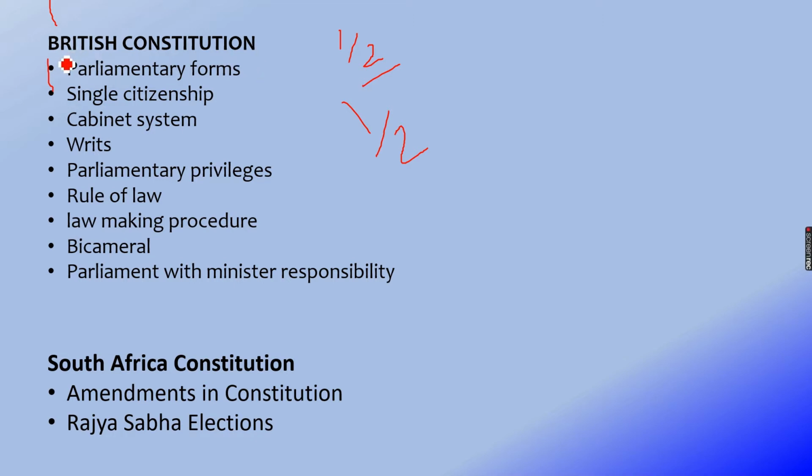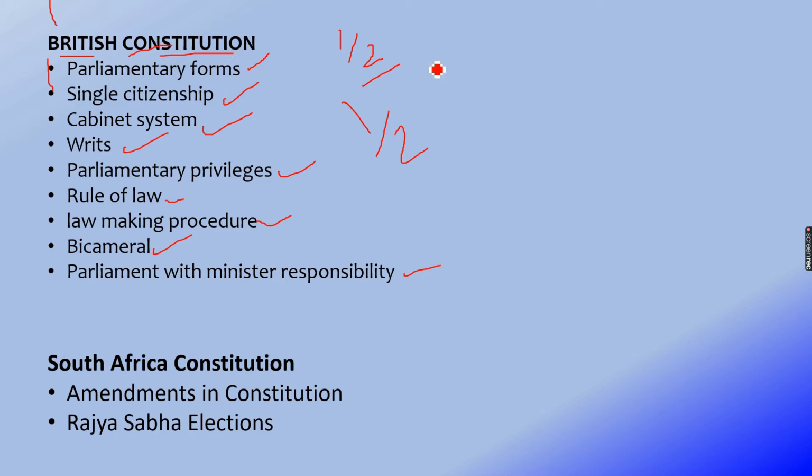So starting from the first, the British Constitution. From the British Constitution we have borrowed the parliamentary form of government, the single mode of citizenship, the cabinet system, the writs. We have 5 writs which are exercised by the High Court and the Supreme Court, parliamentary privilege, rule of law and lawmaking procedure. Bicameral means two houses. We have the Lok Sabha and Rajya Sabha at the union level. Parliament with ministerial responsibility.